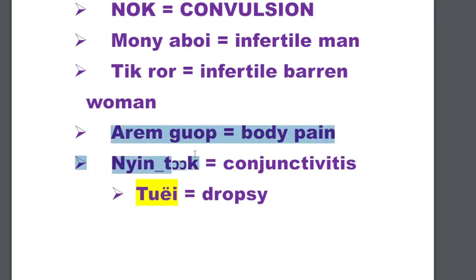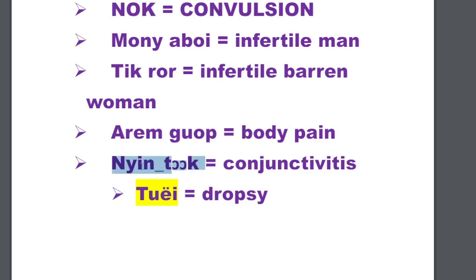A rem gop is like this, guys. We know rem means pain, and gop means body. That means body pain. That is rem gop, body pain.